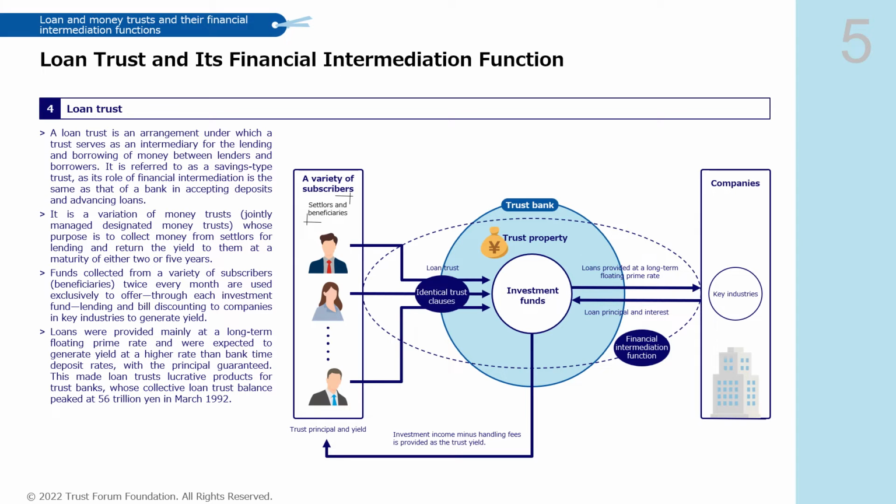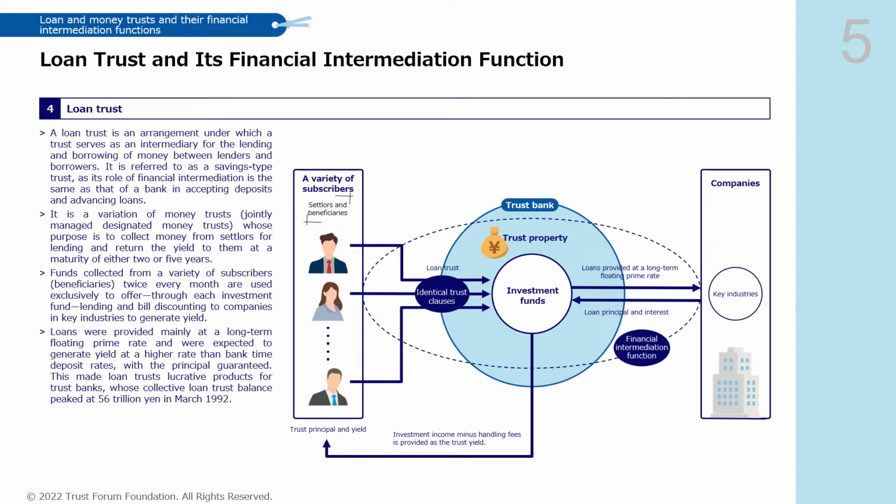rates. Loan trusts gained popularity among investors for their high yield, principal guarantee, and redeemability after 1 year. They became main products offered by trust banks, with their balance having peaked at 56 trillion yen in March 1992.